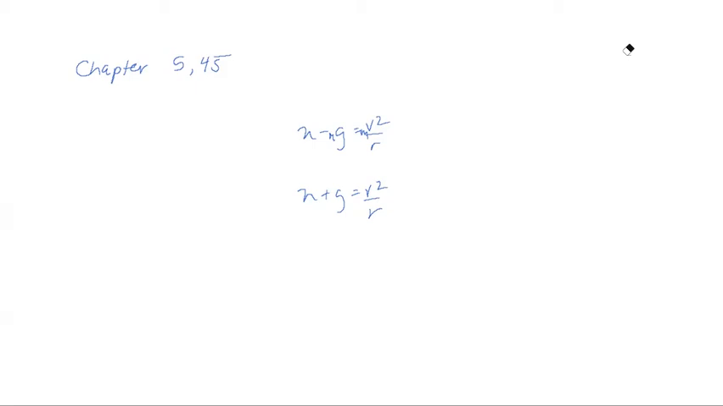Okay, well, at the bottom of the track here, you always feel heavier at the bottom of a track, right? So we have N going upward, minus mg is going to be equal to mv squared over r. That's the bottom of the track. At the top of the track, your normal force and mg are going down, so it's going to be N plus mg equals mv squared over r.